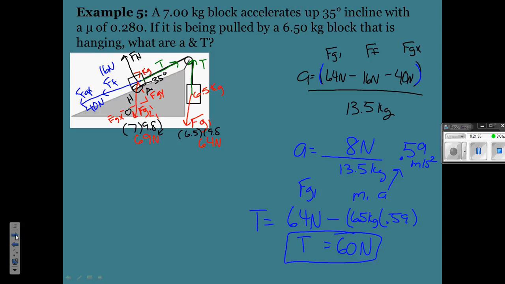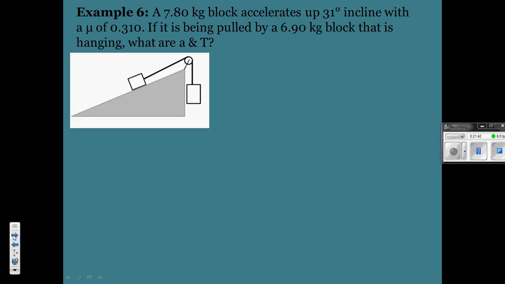And I'm going to toggle over to the next page. You can go ahead and do this one on your own, and you can come to class and ask for questions. That is the end of the tutorial. Bye.